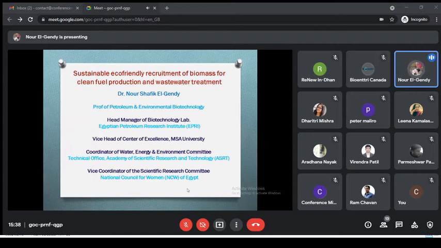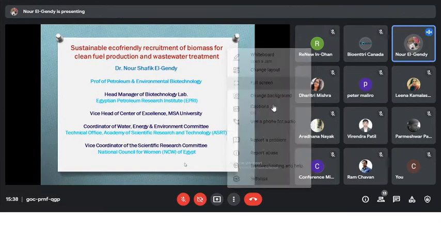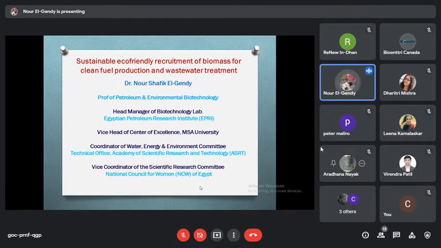for Biotechnology Lab in the Egyptian Petroleum Research Institute and the Vice Head of the Center of Excellence in one of the biggest universities in Cairo in Egypt, which is MSA. Also, I am the Coordinator of the Water, Energy, and Environment Committee in the Technical Office in the Egyptian Academy of Scientific Research and Technology in Egypt, Vice Coordinator of the Scientific Research Committee for the National Council for Women of Egypt.